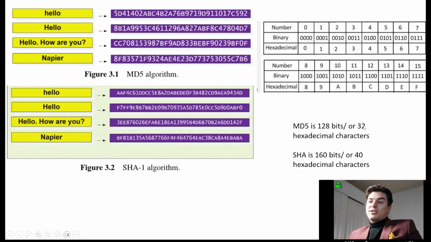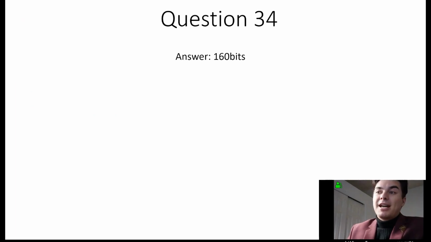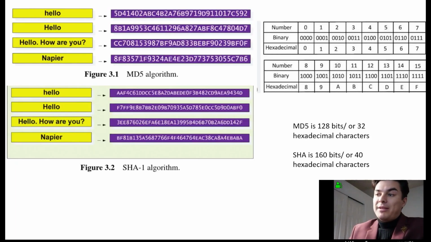And so that's why 32 times 4 is 128 bits, because you're just seeing 32 characters, but really it's 128 bits made up of these. And this one here is 160 bits. So again, the answer: what is the output length of SHA? That's 160 bits. And for MD5, that's 128 bits.